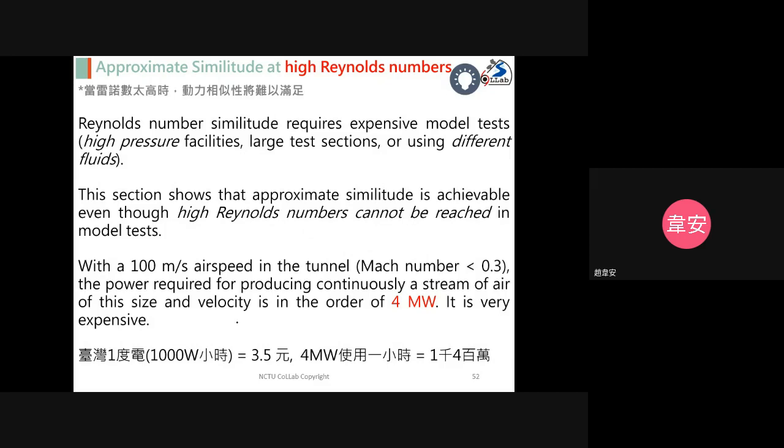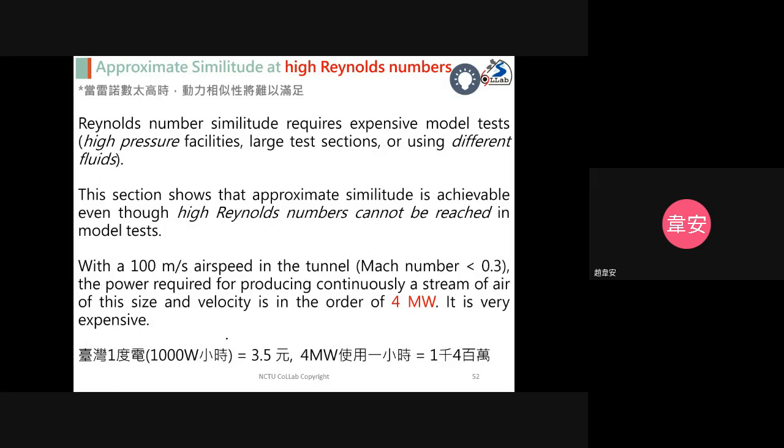In that way, we have two problems. The first is that if the velocity is too high, the compressibility effect will be involved in our problem. And the second, if we need to create a relatively high airspeed in our testing, the power requirement is also too high, and we will need to spend a lot of money to conduct this kind of laboratory experiment.